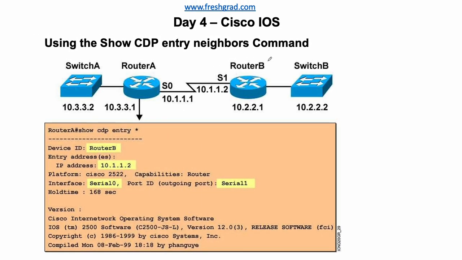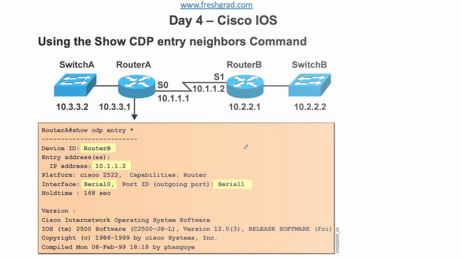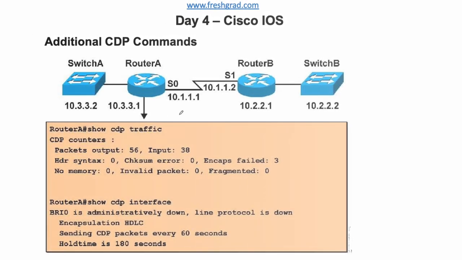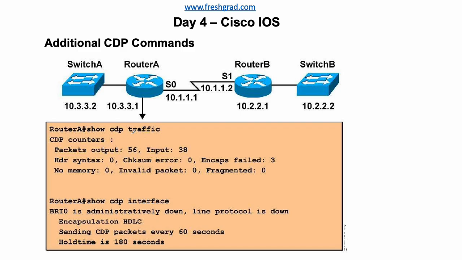And using the show CDP entry command, you can see all the details. And additional CDP command, show CDP traffic, you can see what the traffic is, right? Packets output and input packets here. Show CDP interface, you can see it. Line protocol is up or down.